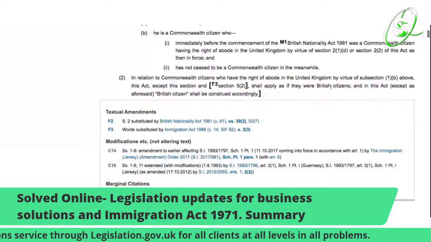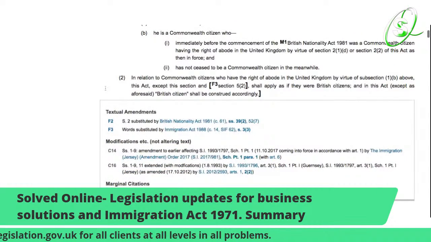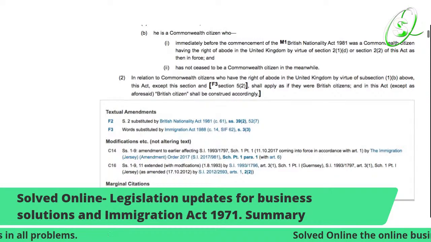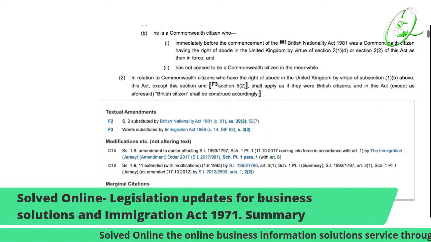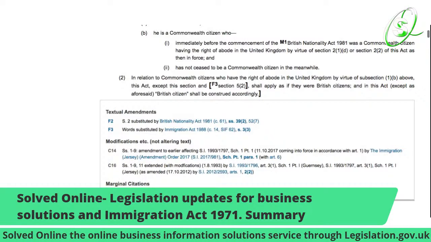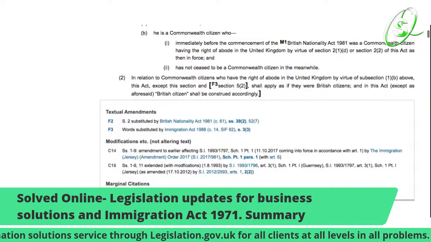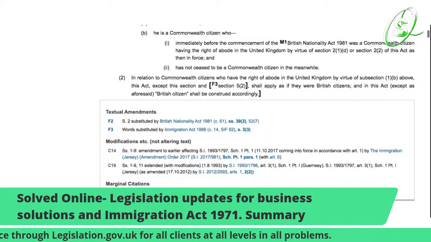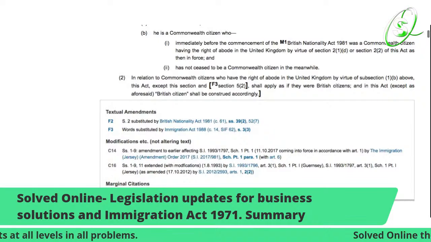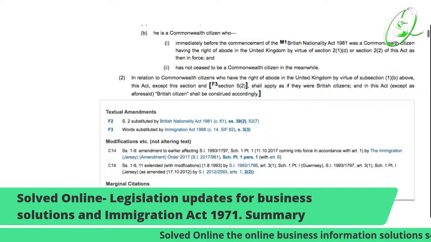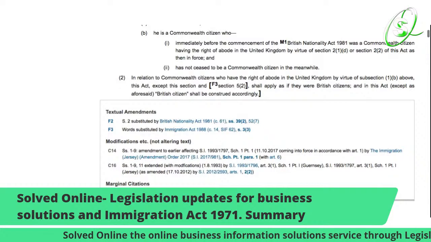Again, talking about the people. Number two, in relation to the Commonwealth citizen who has the right of abode in the United Kingdom by virtue of subsection 1B of this Act, this section and section 5.2 shall apply as if they were British citizens, and in this Act, except as aforesaid, British citizen shall be construed accordingly.